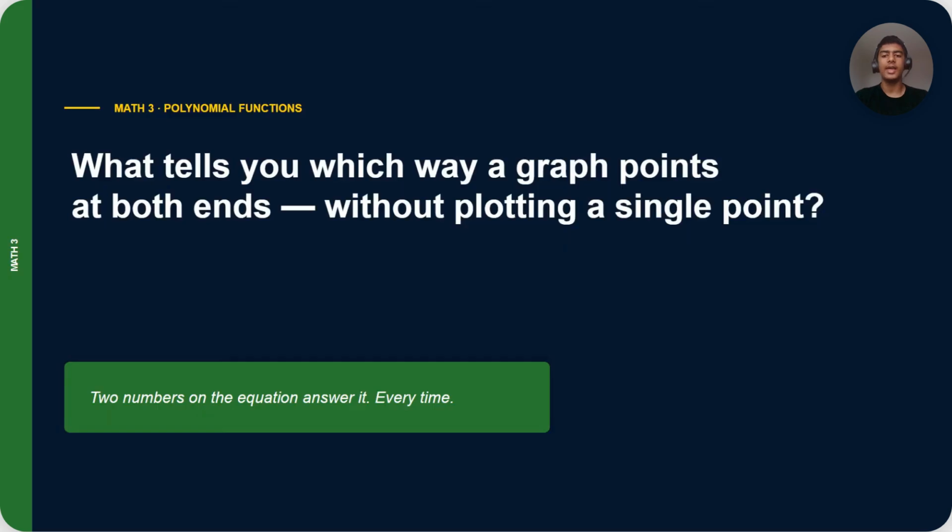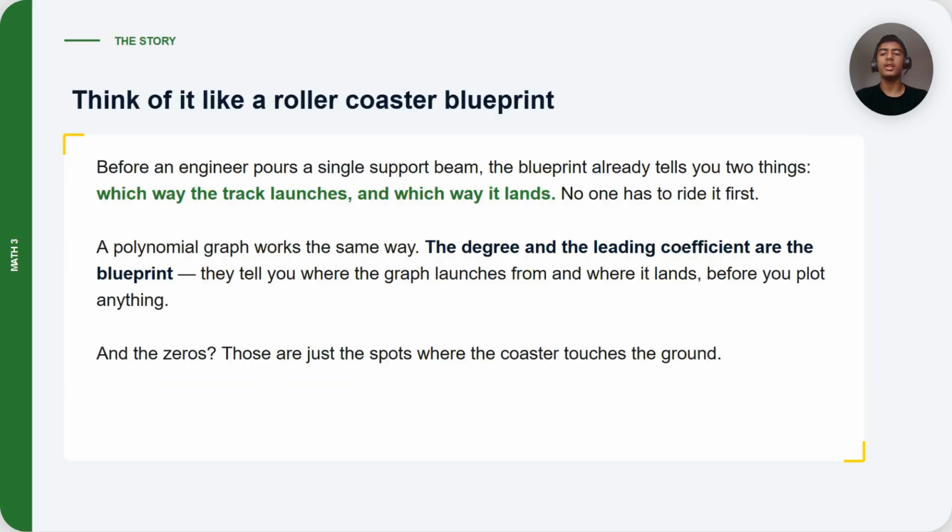Today, we're doing end behavior and zeros for polynomial functions, and I'm going to show you the part that everyone gets wrong. Here's a question. If I hand you a degree 5 polynomial and never let you graph it, can you still tell me which direction it points on the left and which direction it points on the right? Well, you can every time. Two numbers in the equation give it away completely, and I'll show you exactly which ones.